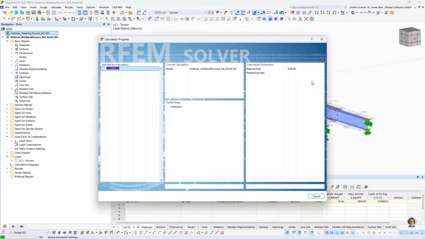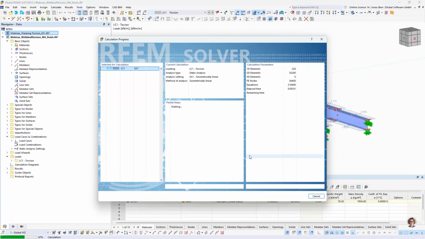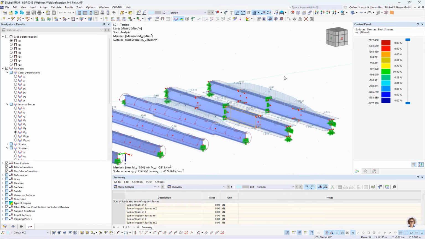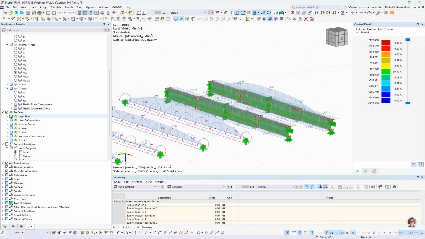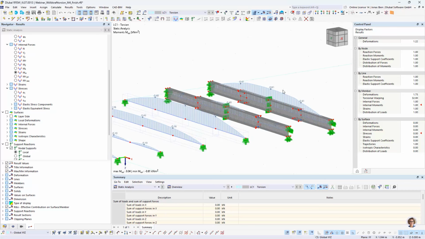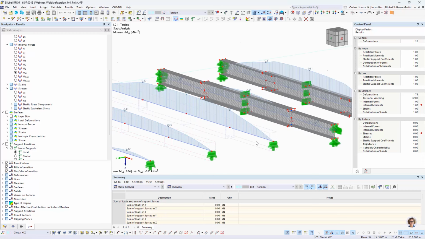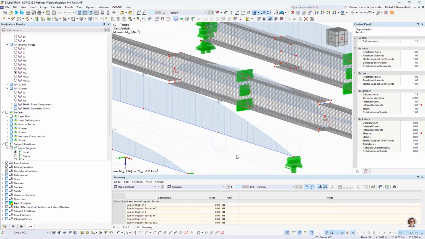And this means we can now just run the simulation. Okay, it gives us the warning because we have some configuration where we have different sections in one member set. But we now can very conveniently compare. Let's switch off the surface results and the loads maybe to have a better overview of the situation. We can now very well compare the warping moments for those configurations.